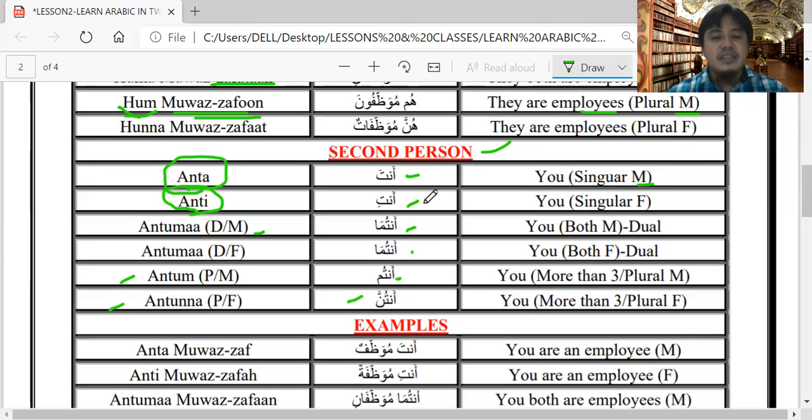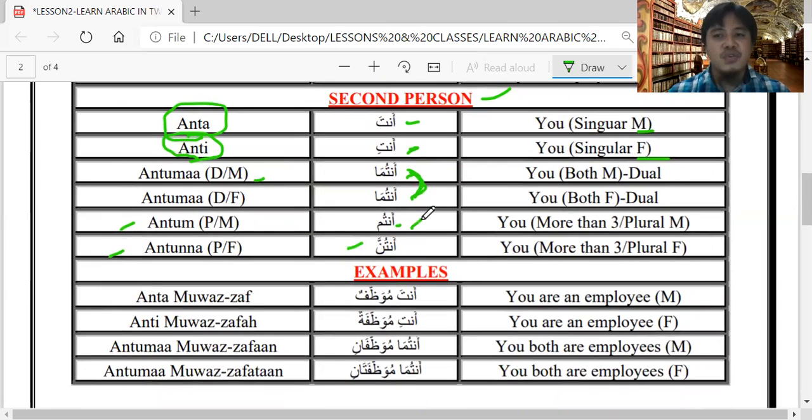Then you, that means you male. The second person singular female, I will say anti. Anta Mahmoud, wa anti Fatima. All right. Then antuma, as we said a while ago about huma, third person. Antuma is the same case, but it is only a second person. Antuma Khadija wa Gerald. Antuma Muhammad wa Ibrahim. Antuma Aisha wa Zainab. So two persons. Antuma, second person, personal pronouns.